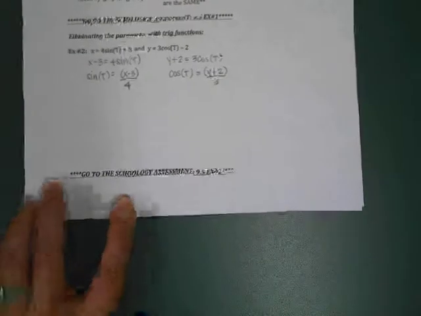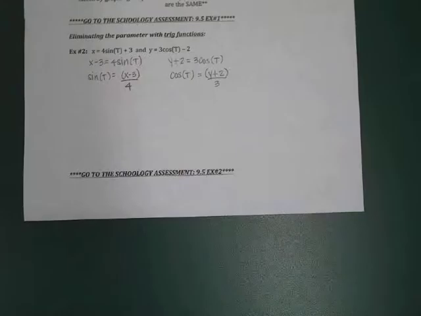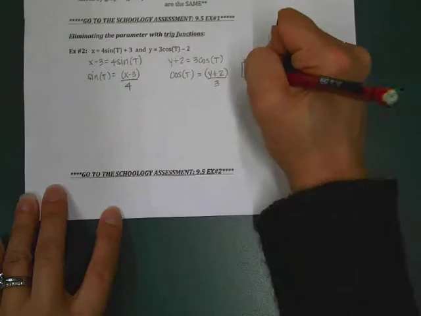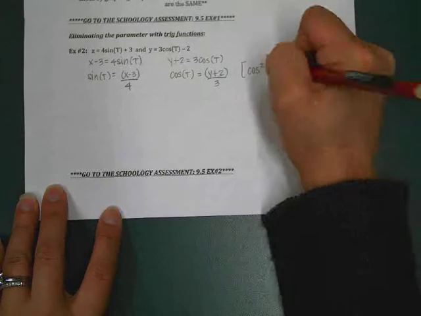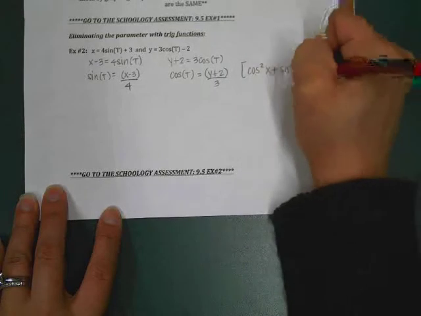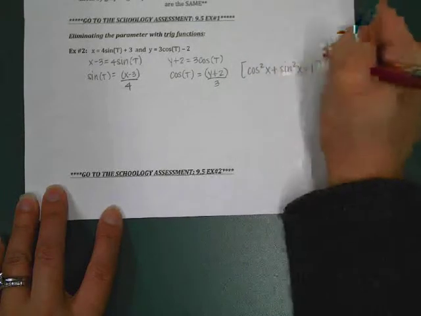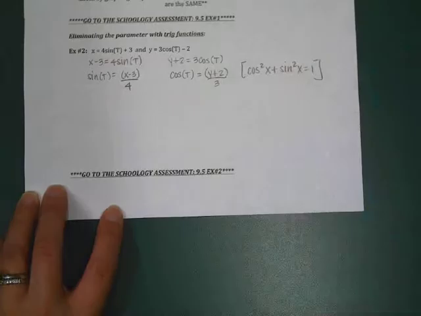Now, the identity that we're going to use involves our sine and our cosine. So the only equation that we learned with sines and cosines was our Pythagorean identity. So remember, our Pythagorean identity was cosine squared plus sine squared equals 1. So that's what we're going to use for this one.